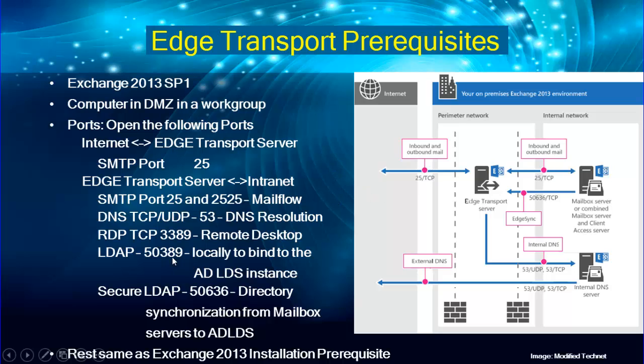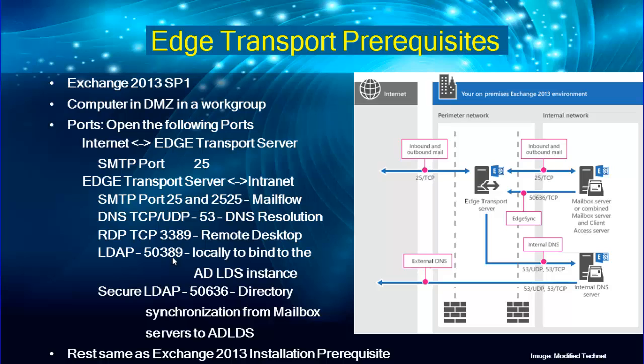Then we have LDAP port 5389. This is locally to bind the ADLDS instance. So we install the ADLDS instance on the Edge server, and we install this because we want to do the recipient filtering. So it does a sync with Active Directory. It has some read-only attributes of the users, but not writable attributes. So for that binding, we use port 5389 for ADLDS.